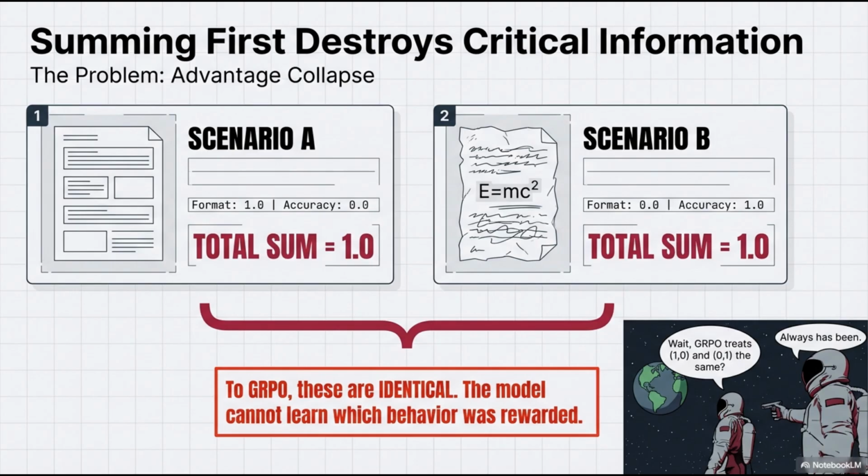Here's the problem. When group relative policy optimization normalizes these sums to calculate the advantage, the actual gradient signal, both responses get the exact same value. To group relative policy optimization, these are mathematically indistinguishable. The algorithm literally cannot tell the difference between correct answer, bad format, and wrong answer, good format. This is called advantage collapse. The model receives identical training signals for opposite failure modes.